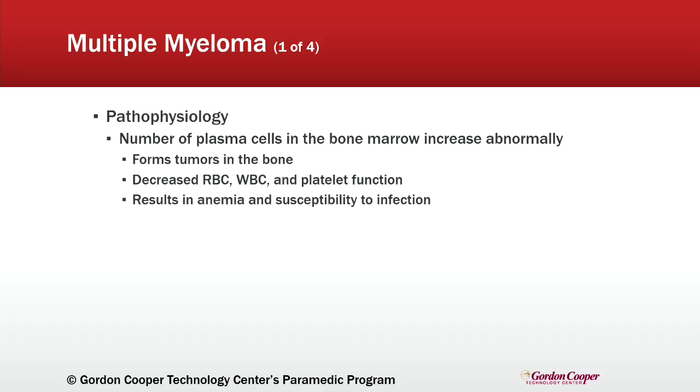Multiple myeloma. With multiple myeloma, there's an abnormal increase in plasma cells in the bone marrow, which leads to tumor formation. This abnormal activity impairs normal bone marrow function and causes decreased production of red blood cells, white blood cells, and platelets. So it kind of slows everything down. As a result, the patients may experience anemia and an increased susceptibility to infections, as well as an increased risk of bleeding.